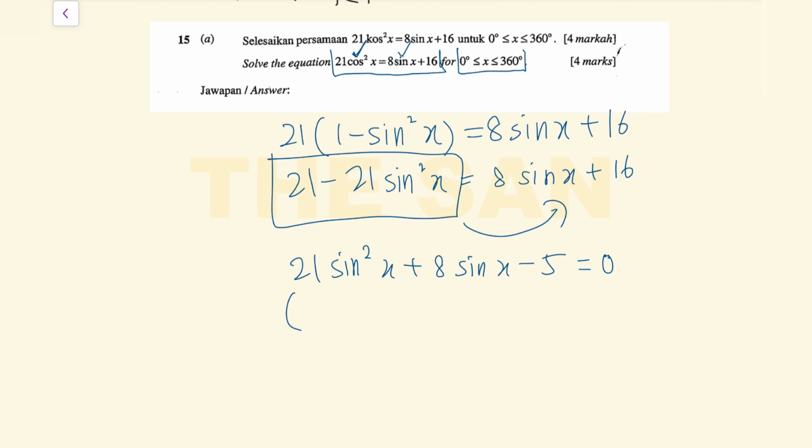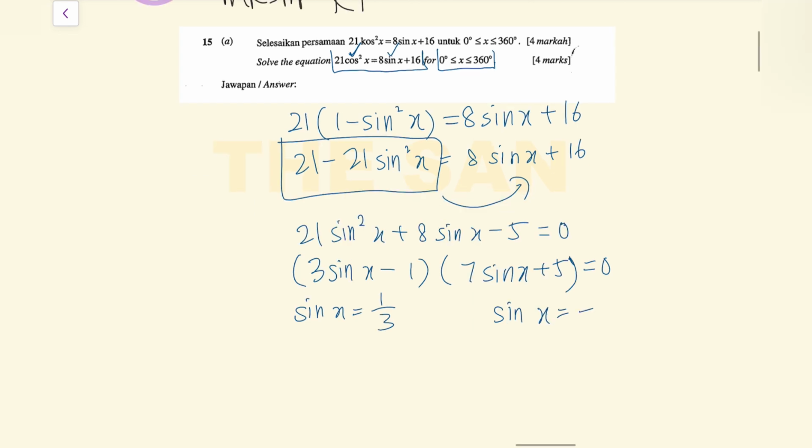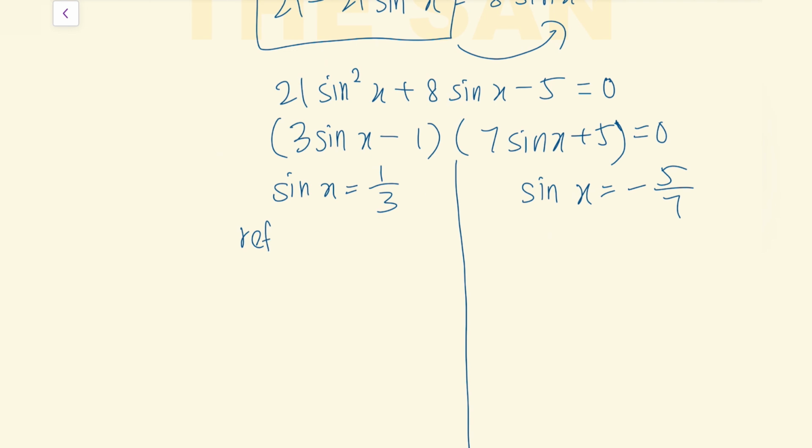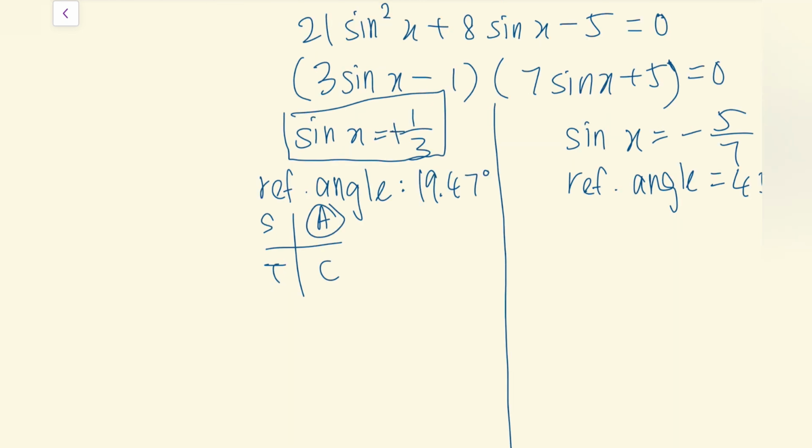And then press your calculator and you will get (3 sin x - 1)(7 sin x + 5) equal to 0. So that means sin x equal to 1 over 3, sin x equal to minus 5 over 7. So the reference angle here is this. Reference angle here will be, okay. So for this, it is positive. So that means add sugar to coffee. We want the answer in this quadrant.